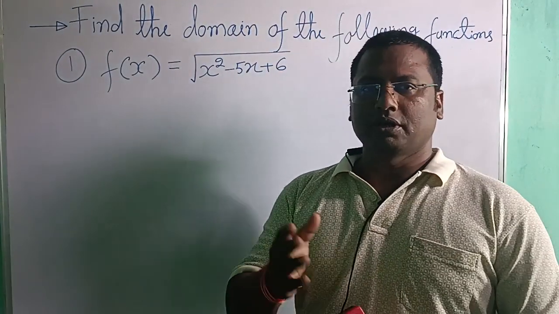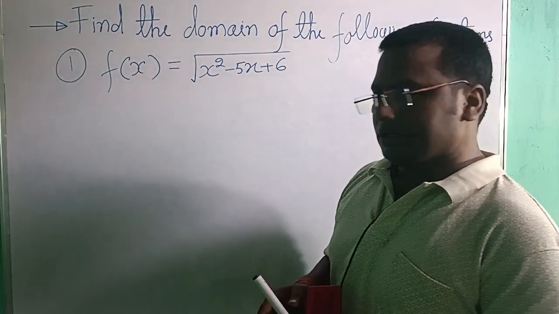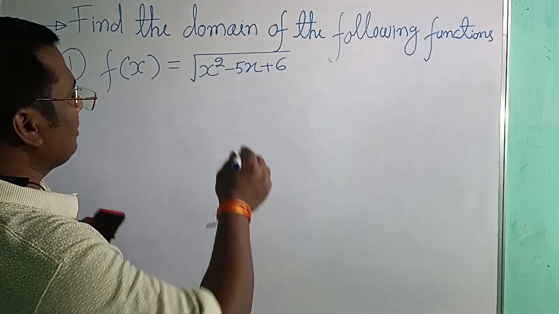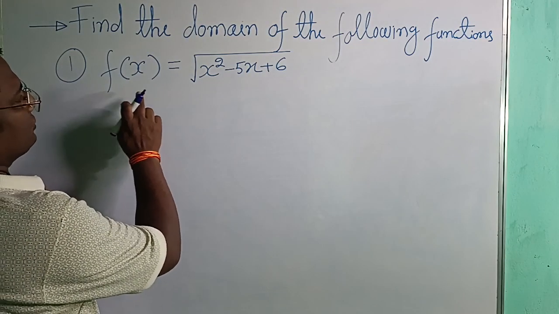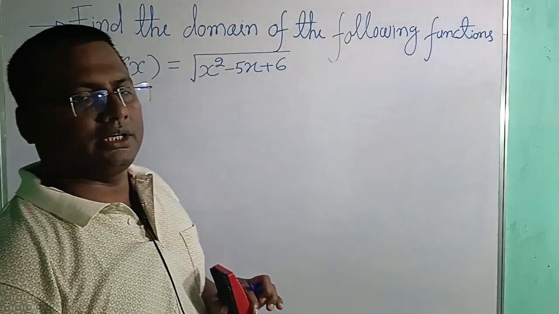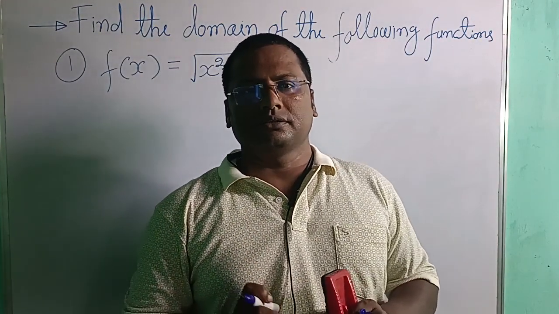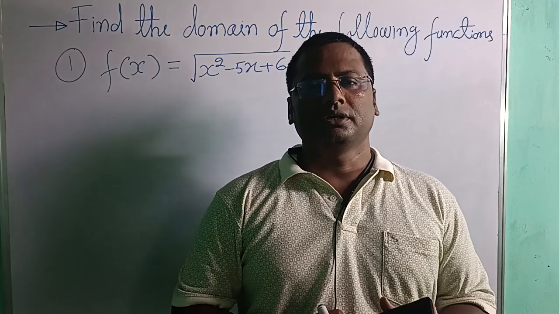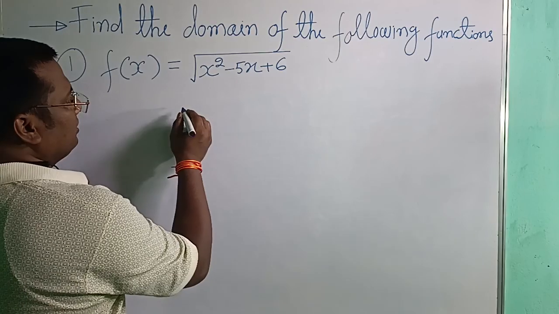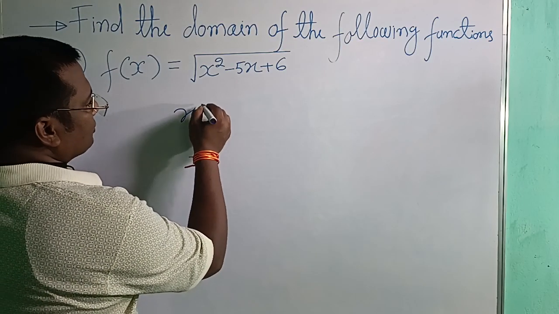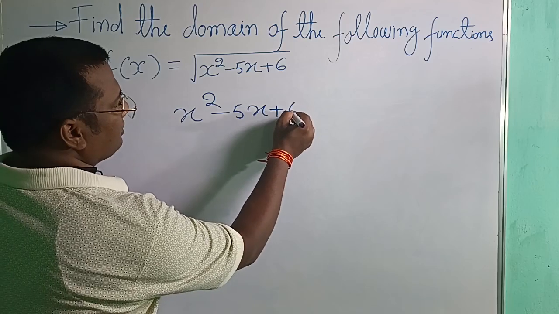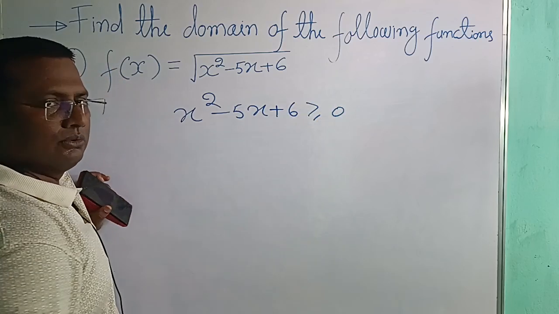So we are going to solve this question. Look at the board sincerely. You have f(x) equal to root under x square minus 5x plus 6. As you know, any expression under even roots must be greater than or equal to 0. So here x square minus 5x plus 6 must be greater than or equal to 0.